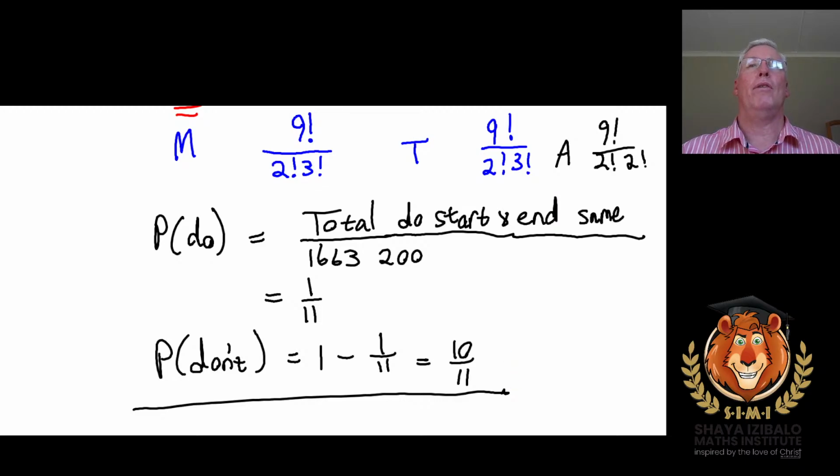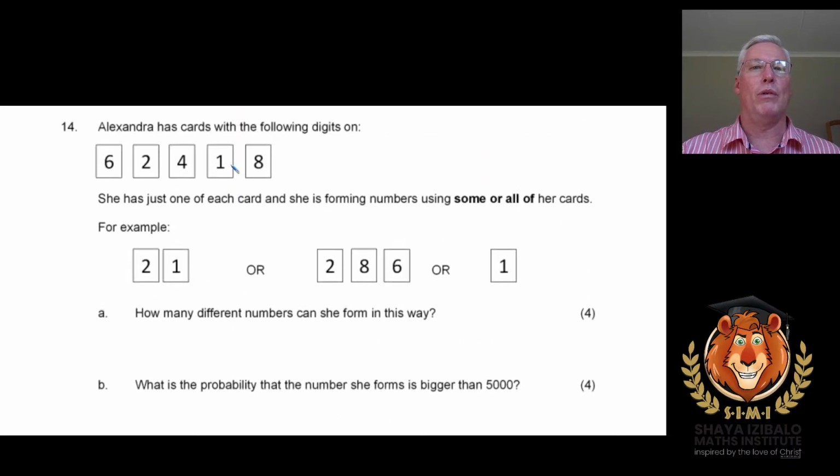Okay, right. We have got, I think, one more question to go after this one. So Alexandra has cards with the following digits on. She's got just one of each card, and she's forming numbers using some or all of the cards. So she could make a number like 21, where she uses just 2 cards, or she could make this number or this number. How many different numbers can she form in this way?